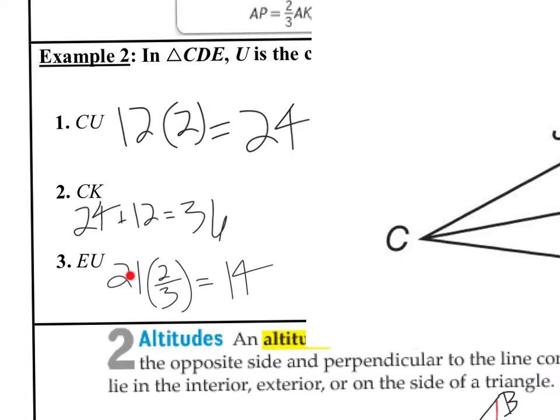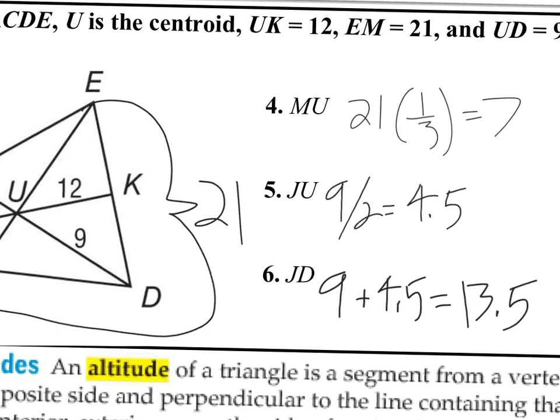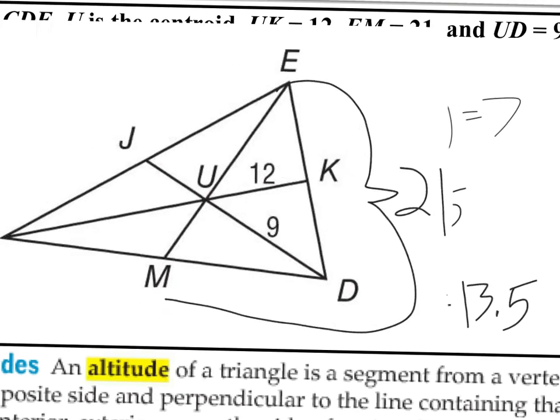The next one says EU, and so I did 21 times 2/3, and that's 14. So let's look at the picture. So EM was 21, the whole length of the median, and EU is the 2/3 part of it. So it makes sense to just do 21 times 2/3, and that's 14, right? So that would make UM the 1/3 part, and so 1/3 of 21 is 7. So whenever we see UM, we're going to put a 7 there. And that's exactly what example 4 says. MU is the same thing as UM, isn't it?